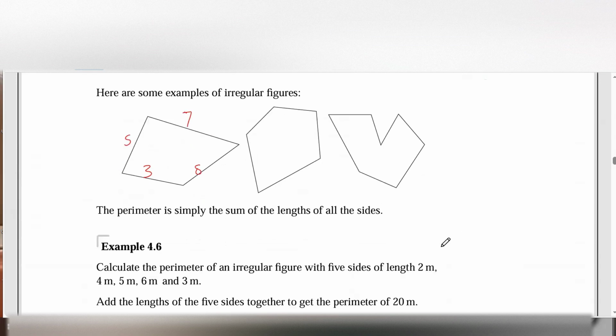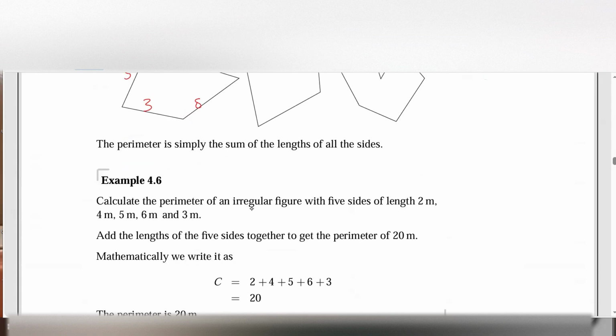All right, then we move on to an example. Can you find the perimeter of an irregular figure with 2, 4, 5, 6, and 3? So you add up everything, and we get 20.